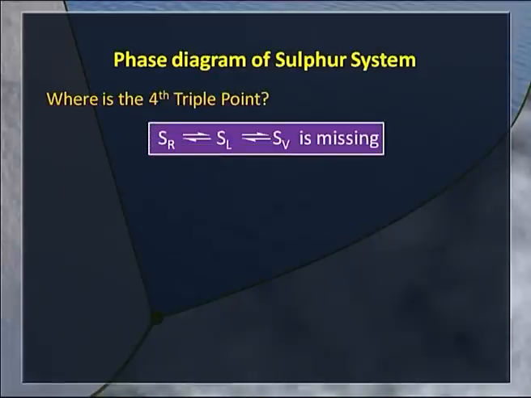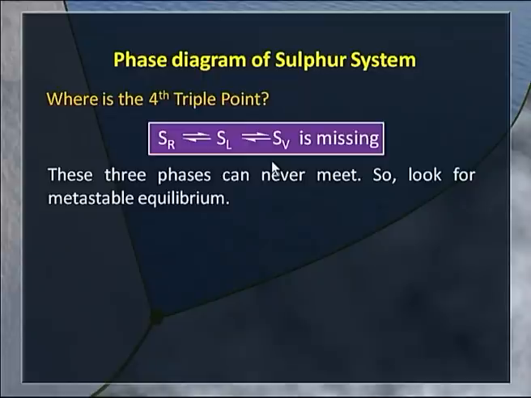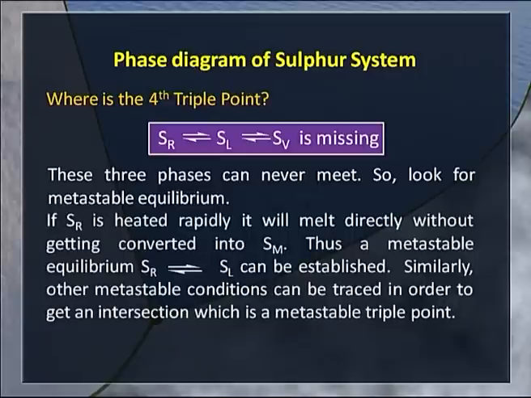The missing triple point is this: rhombic, liquid and vapor. They cannot meet each other because monoclinic comes in between. The phase rule says if you cannot find the triple point in the stable equilibrium conditions, look for metastable equilibrium. That we have seen in the case of water. Liquid water at -5 degrees centigrade, so-called supercooled water, is in the metastable state.